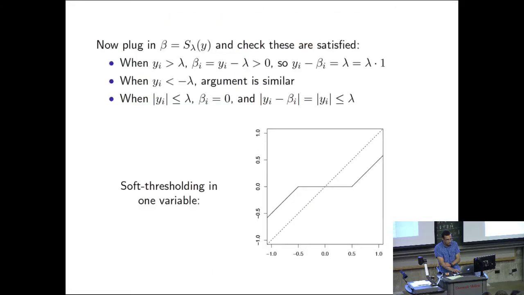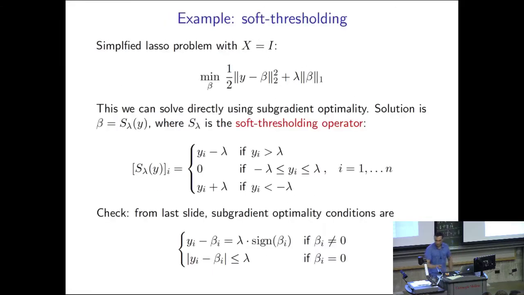I have two more examples, although I think I really only wanted to cover the soft thresholding one. The other one we can skip. So the soft thresholding example: I'm looking at a version of the lasso problem where the design matrix, this matrix X, is the identity. So I'm just going to be looking to minimize over beta the squared norm of y minus beta squared plus lambda times the L1 norm. And this is a case in which subgradient optimality directly gives us a solution to this problem. It's called soft thresholding. That's the name we give to the solution.